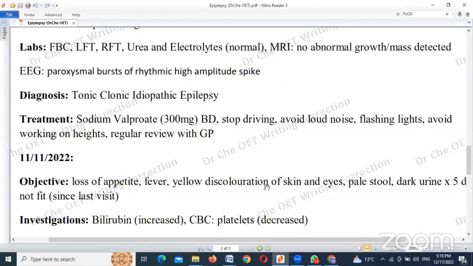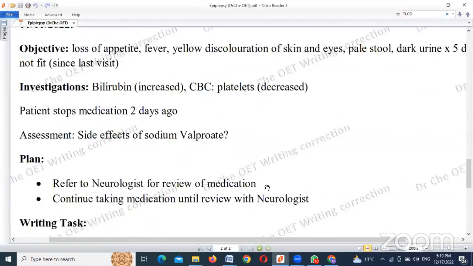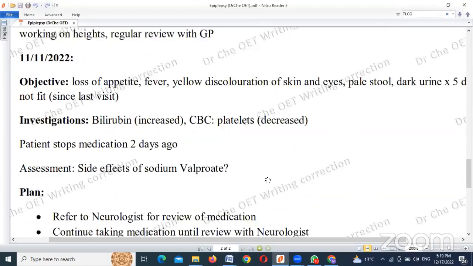Then we have the last visit. The last visit is very easy, but there is some technique also in the last visit. So you have loss of appetite, you have fever, you have yellow discoloration of skin and eyes, you have pale stool, you have dark urine, and you have the duration for the last 5 days.